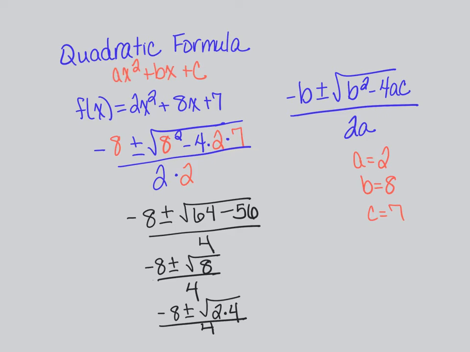Okay? Now, I can take the square root of 4. And when I take the square root of 4, where do I put that? Good, on the outside. So I have negative 8 plus or minus, what is the square root of 4? 2. So I have 2 on the square root of 2 over 4.